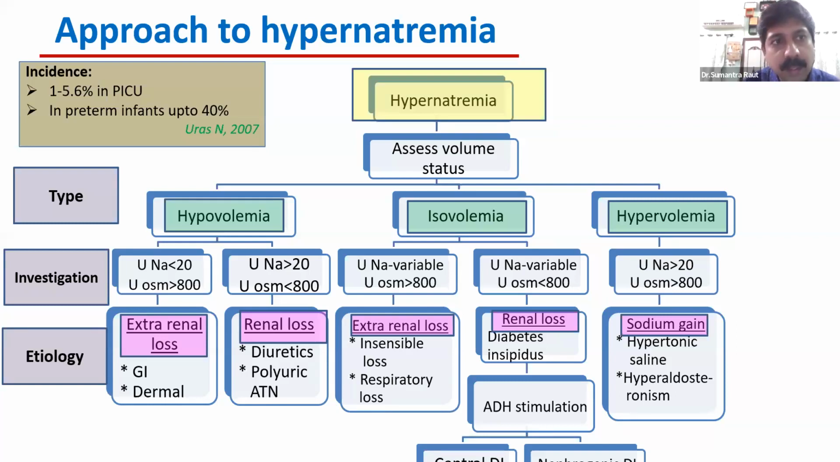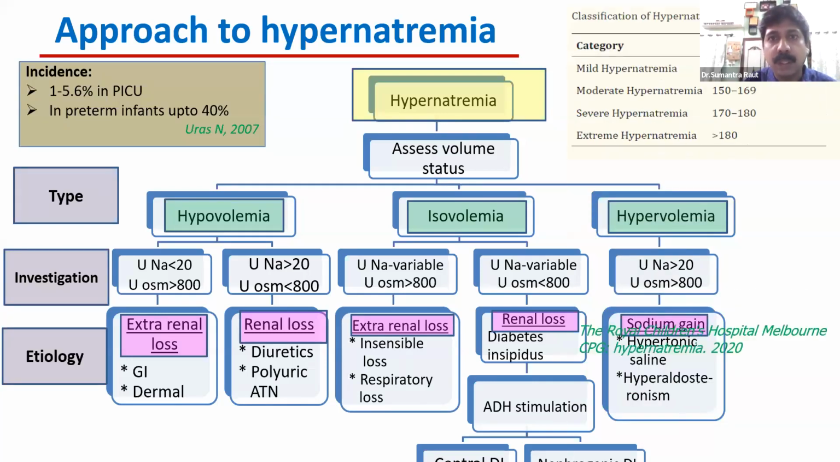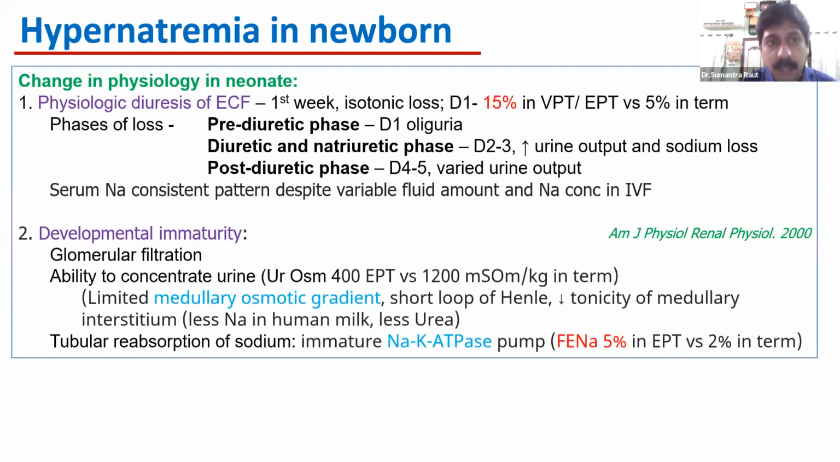Hypernatremia symptoms are more common in preterm children, up to the tune of 40%, but in pediatrics it is up to 5% only. Regarding the preterm and extreme preterm child, the most common cause of hypernatremia is the initial fluid loss, up to the tune of 15% on day 1, which usually is only 2 to 3% in a term child.